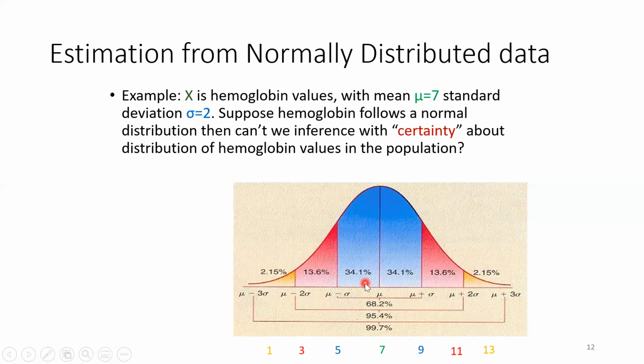And vice versa, we can also find the probability that the patient's hemoglobin will lie between 5 to 9, and the probability is one of these: either 0.682, 0.954, or 0.997. So the probability of a patient having hemoglobin value between 5 to 9 is 0.682. We can also say the probability of having hemoglobin between 3 to 11 is 0.954, or between 1 to 13 is 0.9972. This is done using this chart.